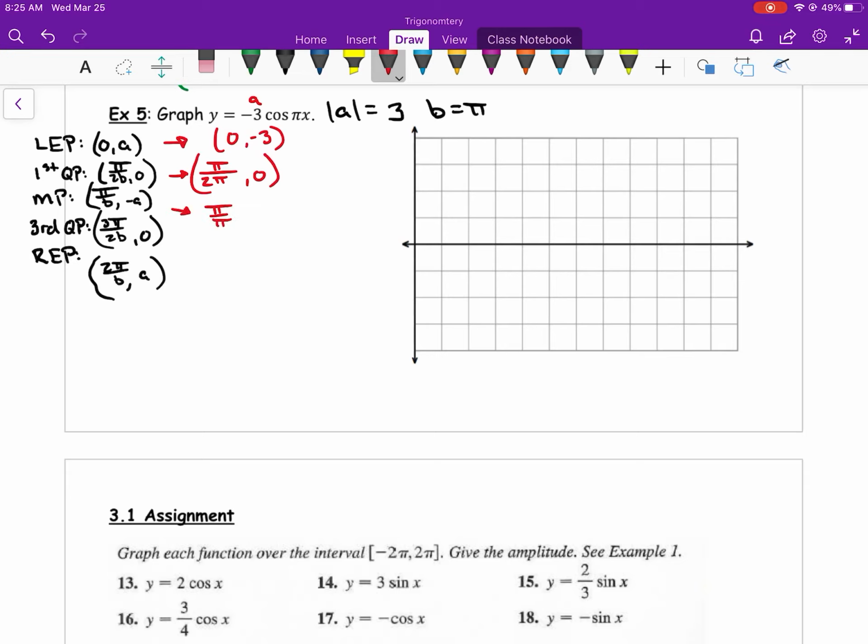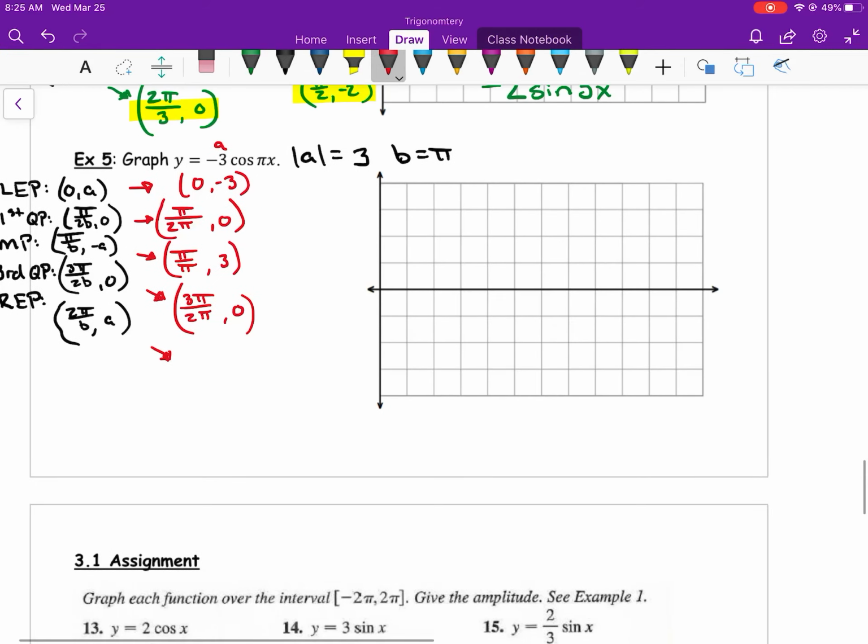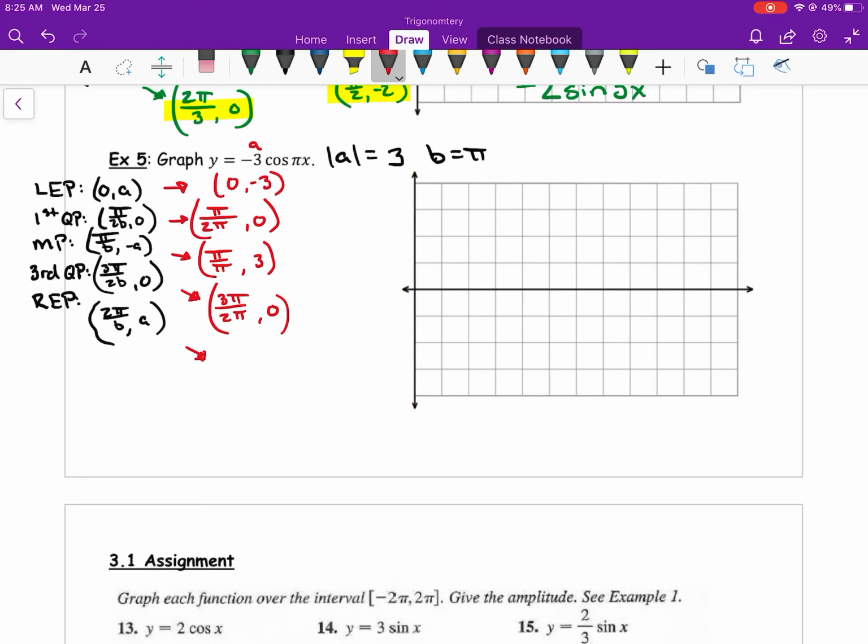Then we'll get pi over pi, negative A, so it'll be positive 3. And then we'll get 3 pi over 2 pi, 0. 2 pi over pi, A, which is negative 3. So we'll simplify anything we can. 0, negative 3 is good. Let's go to the other ones.